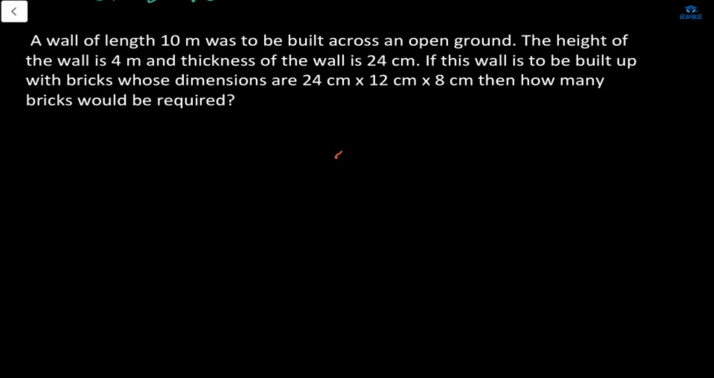Now the brick is. You have to check that this is in meter. These two are in meter and this is in centimeter. So the volume of each brick will be 24 into 12 into 8 centimeter cubed. The wall is built up with the bricks, so the volume of the wall will be the volume of each brick multiplied by the number of bricks required.